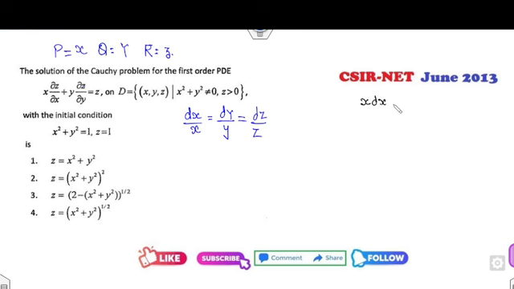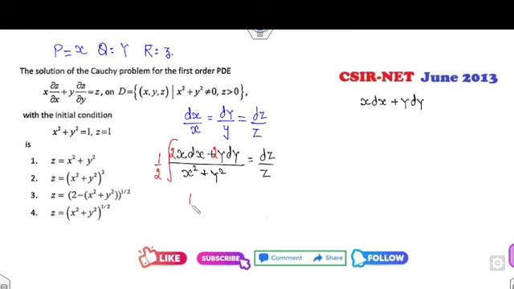That means you are approaching in this manner. So I can start with x dx, y dy, z dz. It will be x square plus y square. Now clearly you can separate the variables. How can you integrate them? If I multiply by 2 and divide by 2, what is the integration of this portion? It is log of x square plus y square.